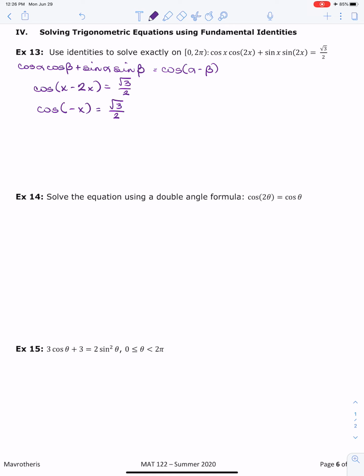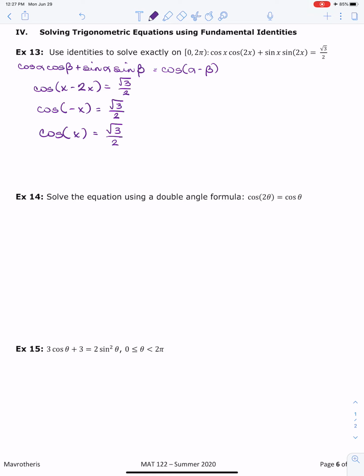I know that I can use that negative angle identity. Cosine is an even function, so cosine of negative x is the same as the cosine of x. So I got cosine of x equals square root of 3 over 2. And so now I'm at the point where I've got to figure out what x has to be so that the cosine is square root of 3 over 2.